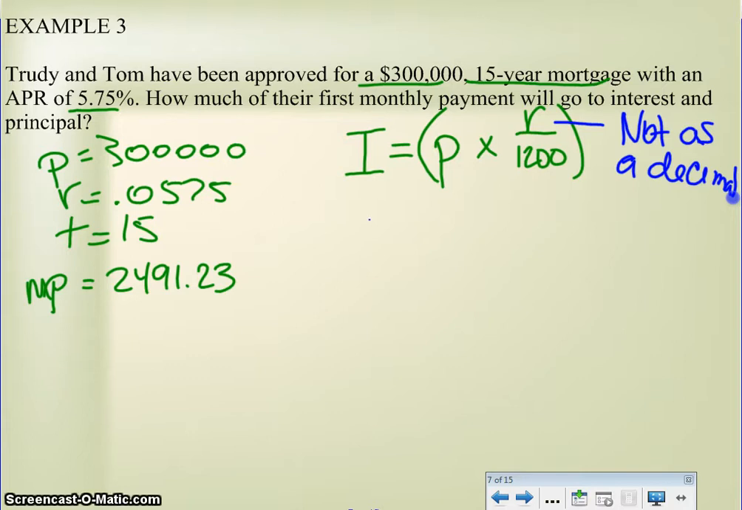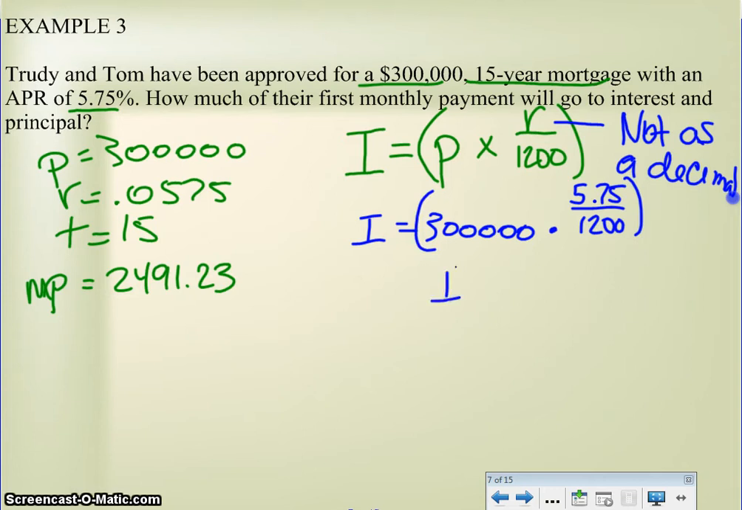So let's identify here the interest. It's I equals the principal, which is $300,000, times 5.75 divided by 1,200. And when I go ahead and do that in the calculator, I find that the interest equals $1,437.50. But now it's also asking for the principal.